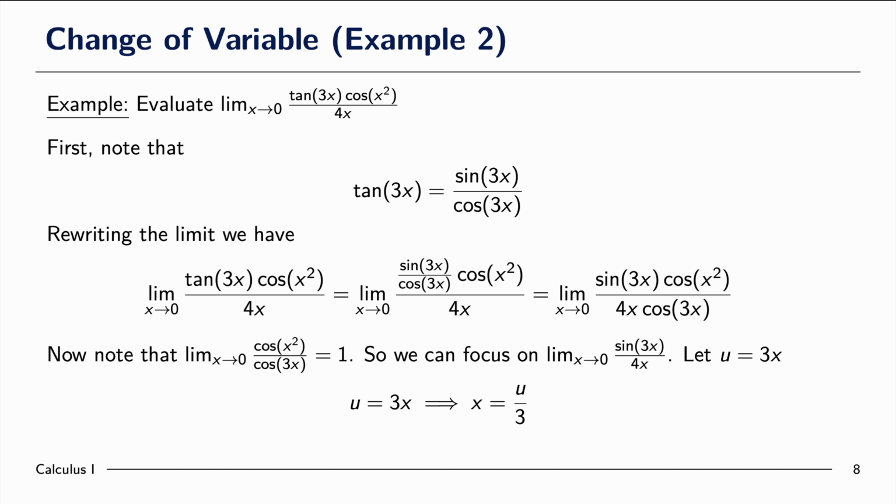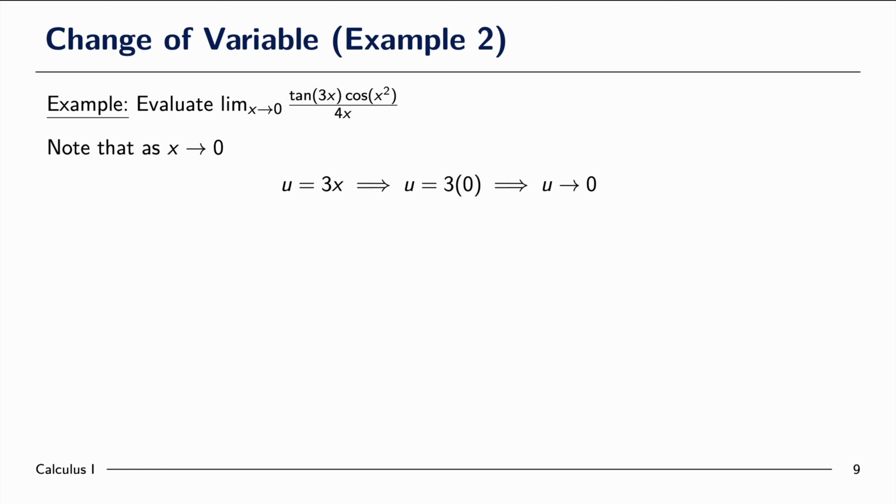If u is equal to 3x, then x is equal to u over 3. Note that as x approaches 0, u approaches 0 as well. We did this just by substituting 0 into our equation for u in terms of x. So we have the limit of sine of u over 4 times u over 3 as u approaches 0.